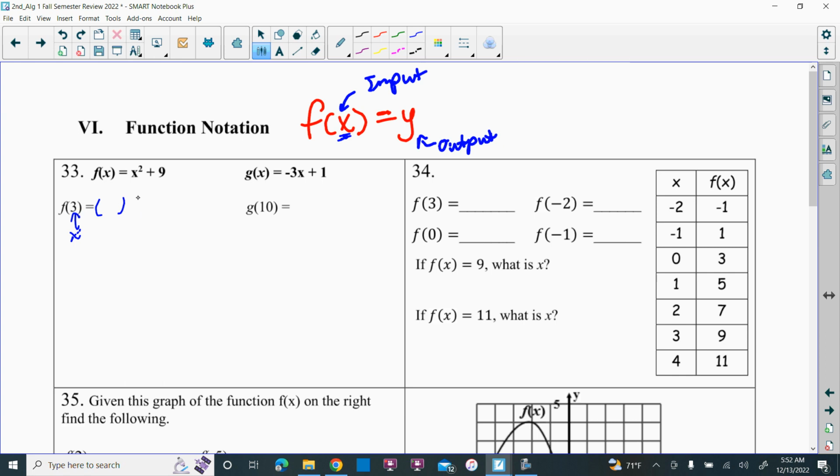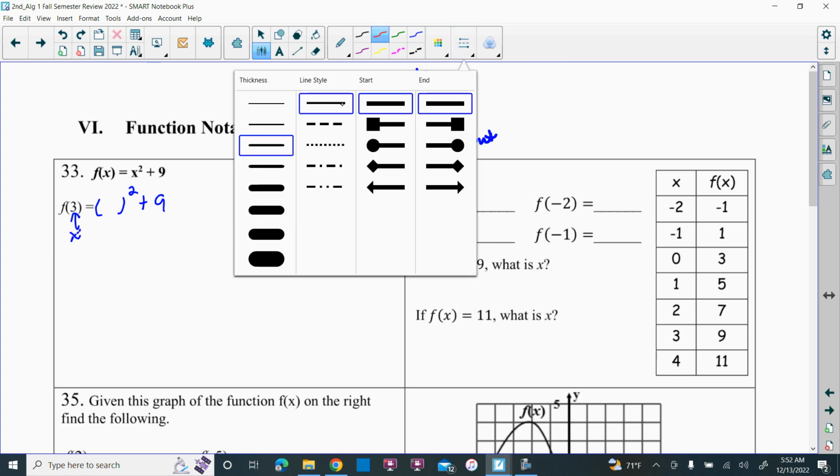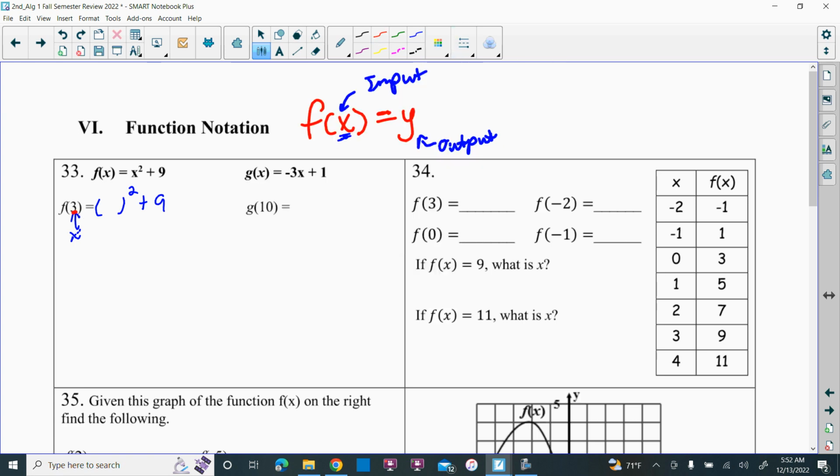So parentheses squared plus 9, and what we're plugging in is that value of x, which was the 3 right here. So we're plugging in that 3 in the parentheses, and following order of operations. So hopefully you see that 3 squared is 9. Then we're going to do plus 9. So our answer is 18.